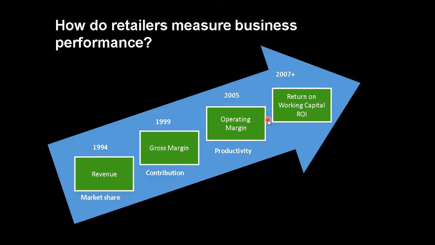You might be asking yourself the question, how do retailers measure business performance? Things have evolved since the 90s, when retailers used to look at only the revenue, until today where all the retailers are looking at the combination of the operating margin and the gross margin, which we call the return on working capital or the return on investment. Let me show you lightly how that works.